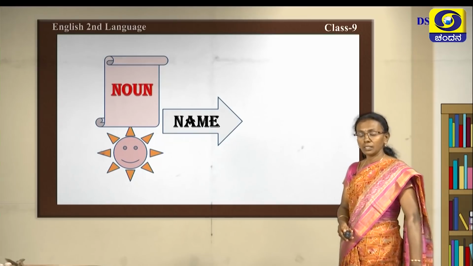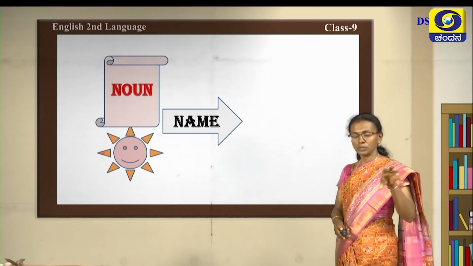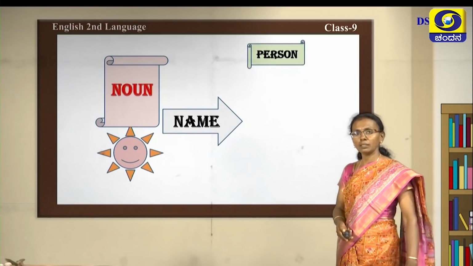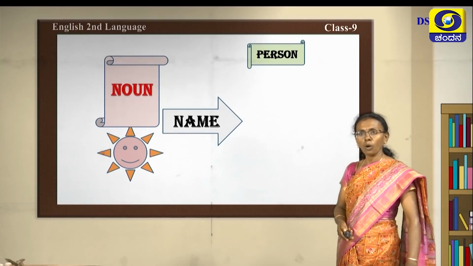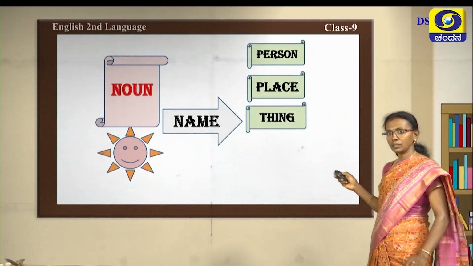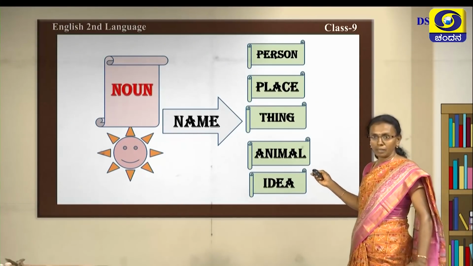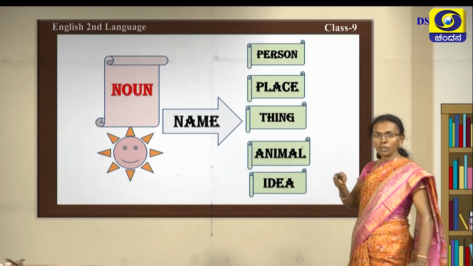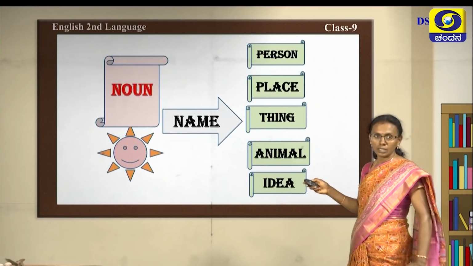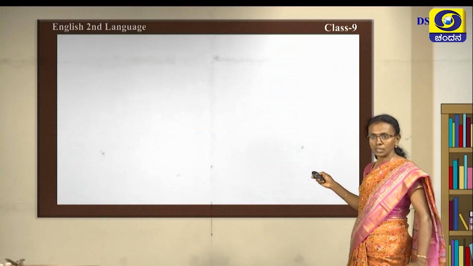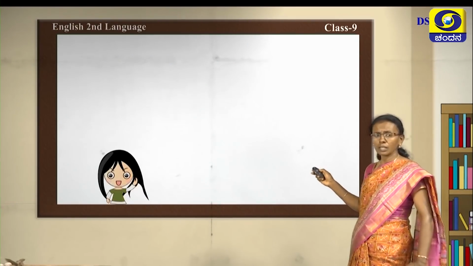Now see here children, all these things that you have seen are nothing but the naming words of a person, place, thing, animal and an idea. So you call all of these naming words. These are nouns. Nouns are nothing but naming words. Now we go to the types of noun.